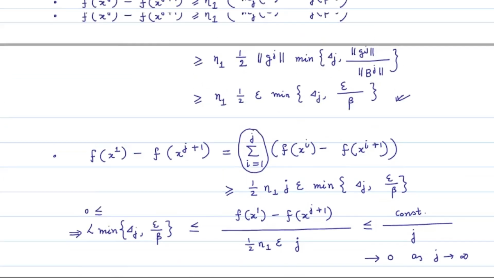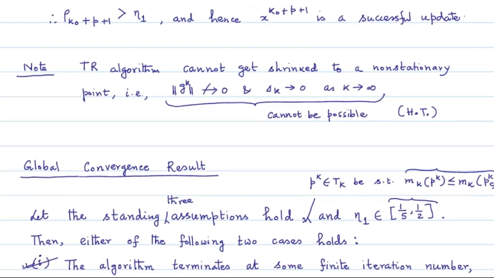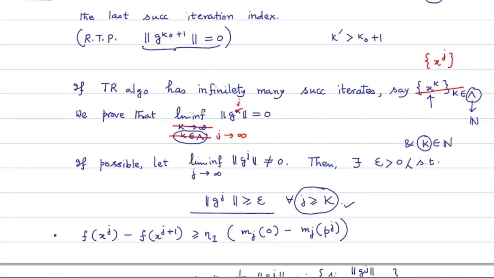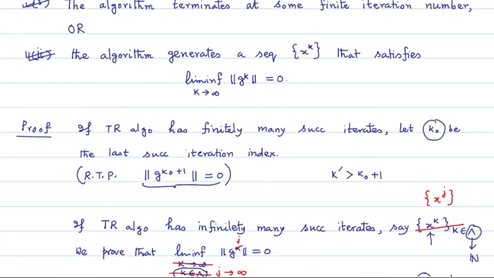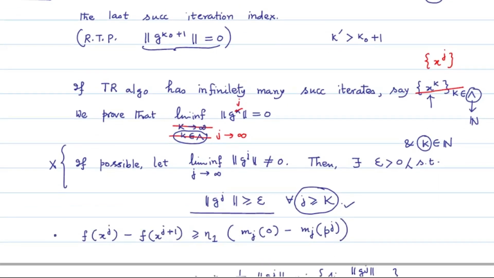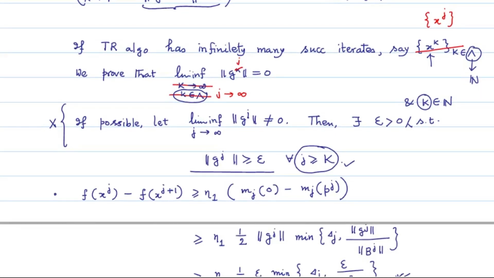This will certainly not happen due to the note that we have mentioned just before this global convergence result, and therefore our assumption that the limit infimum of norm gj is not 0 is wrong, and hence part 2 of the result follows when the trust region algorithm has infinitely many successful iterates. This ends the global convergence of the trust region algorithms.